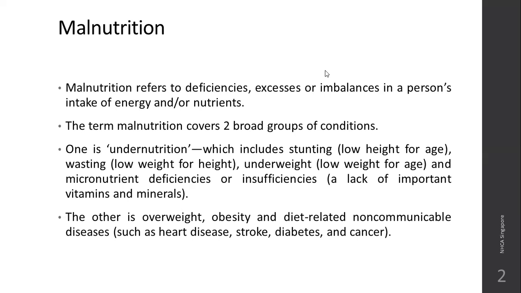Okay, so these were the examples of undernutrition. Overweight or obesity, and diet-related non-communicable diseases like coronary heart disease, stroke, diabetes, and cancer can also be related to malnutrition, which is overnutrition. Again, that is an imbalance between the nutrients and the energy requirement of the body.